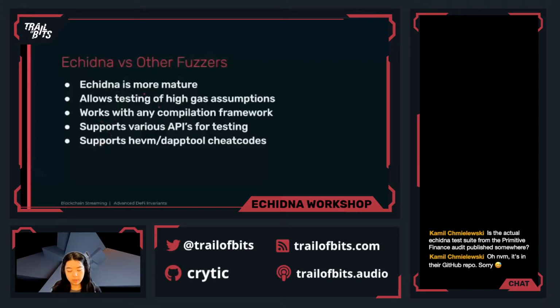It also supports various APIs for testing. Last week, for part 5, we mainly did internal testing, where we were testing a stateful library contract. For this week, we're going to be looking at a different form of testing in terms of initialization. It also supports a variety of HEVM and DApp tool cheat codes.